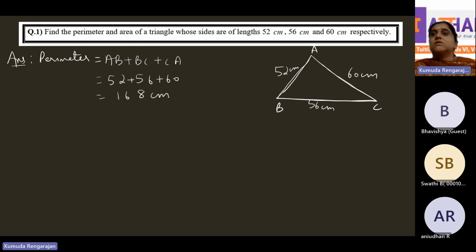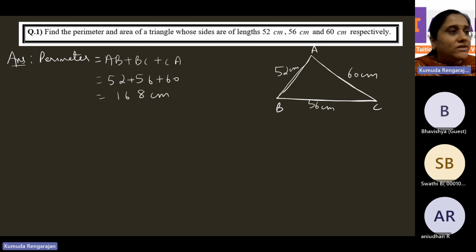168 centimeter. This is the perimeter. All right. Now we have to find the area. Now you said area is half base into height. But here we do not know the altitude. No height is given here. Height is not given, so we cannot use the formula half base into height. So this is where we use a formula called Heron's formula.